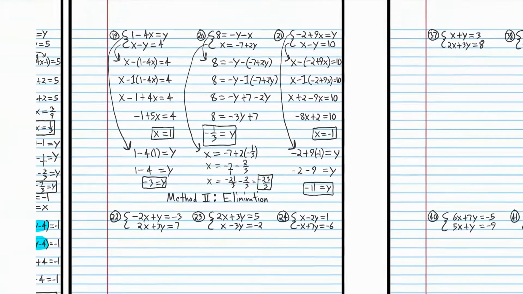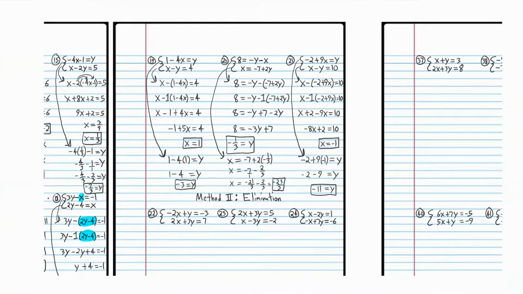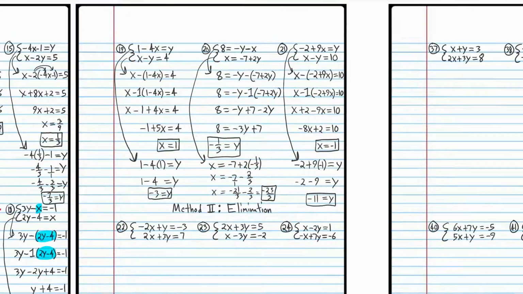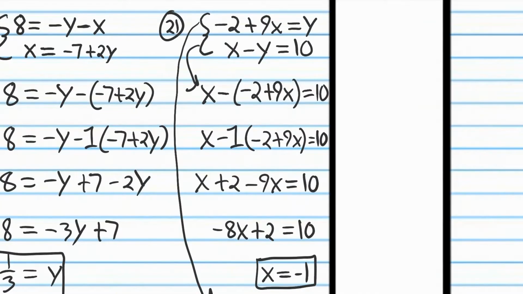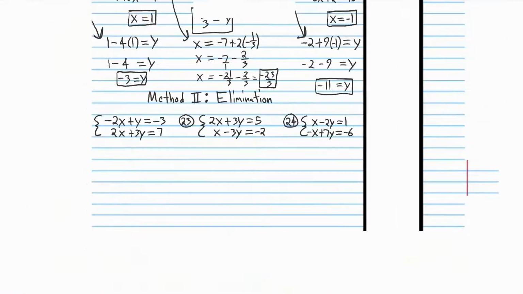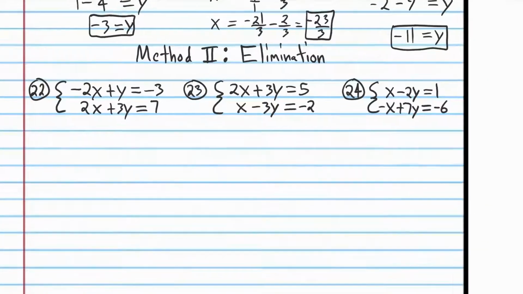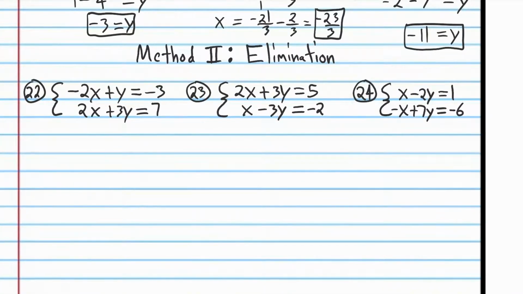So we are now done with substitution. Again, that was called the substitution method because you would substitute one expression for a variable. So instead of writing y, we wrote -2 plus 9x in its place. Again, it's called substitution. So now we're going to learn the second method, and that is elimination.